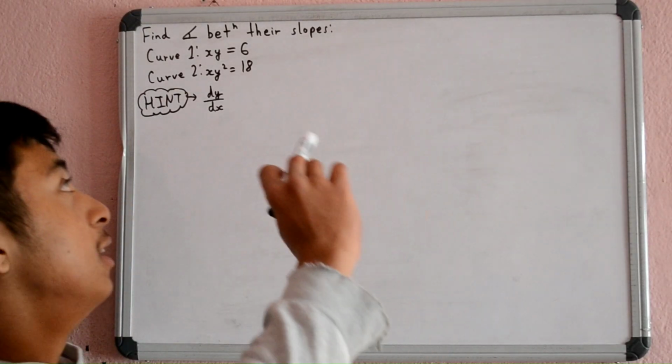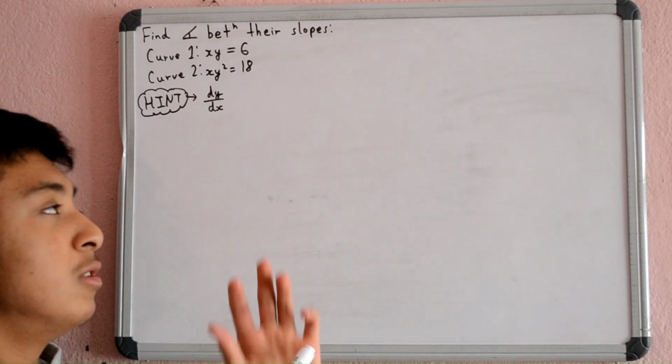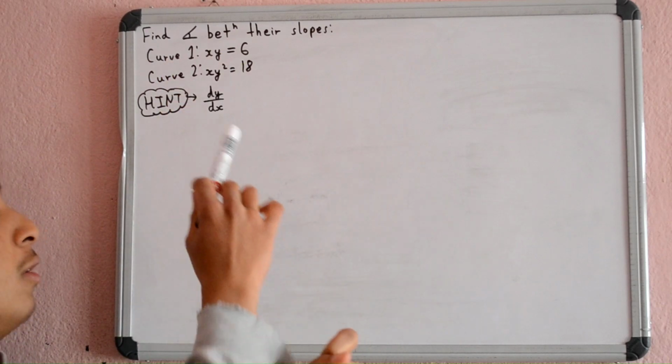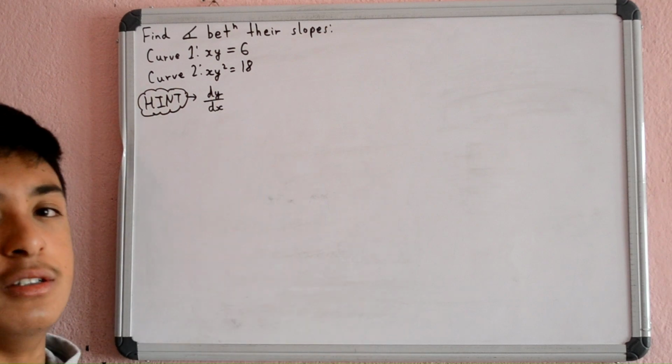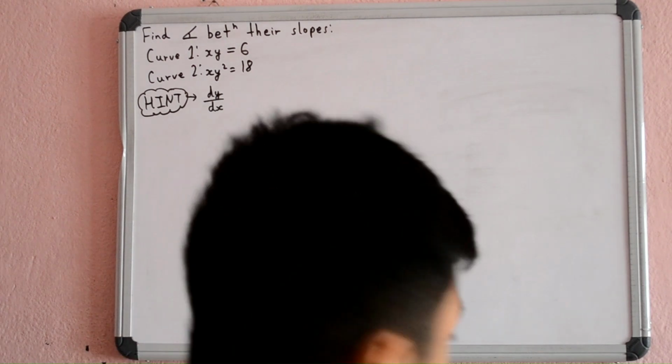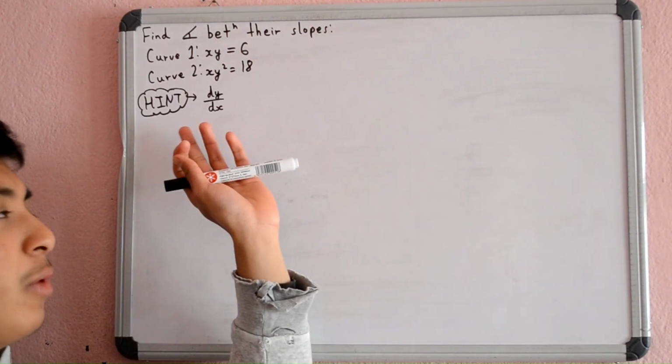Hello guys, let's find the angle between their slopes. So of the curve xy equals 6 and of the curve xy squared equals 18, we have to find the angle between the slopes of these two curves. Now I've given you guys the hint dy by dx.